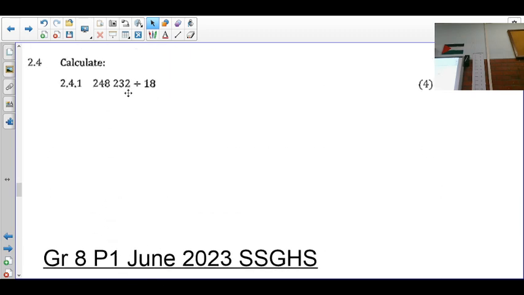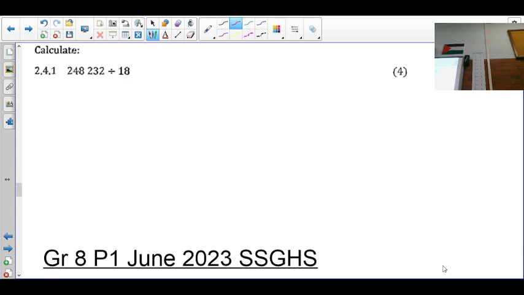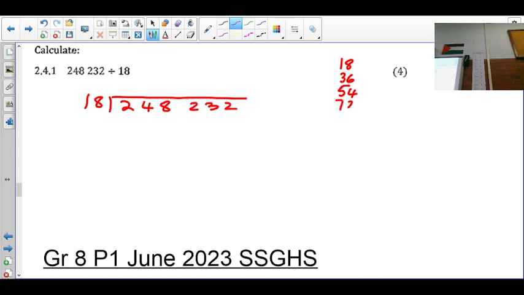Right, in 2.4.1, it says calculate. So we have 18 must be divided into 24,832. What I do is I write down the 18 times table. So it's 18 plus 18 is 36. 36 plus 18 is 54. Plus 18 is 72. Plus 18 is 90. Plus 18 is 108. Plus 18 is 126. Plus 18 is 144. Plus 18 is 162. Plus 18 is 180. Okay, that should suffice. Nine is already enough.